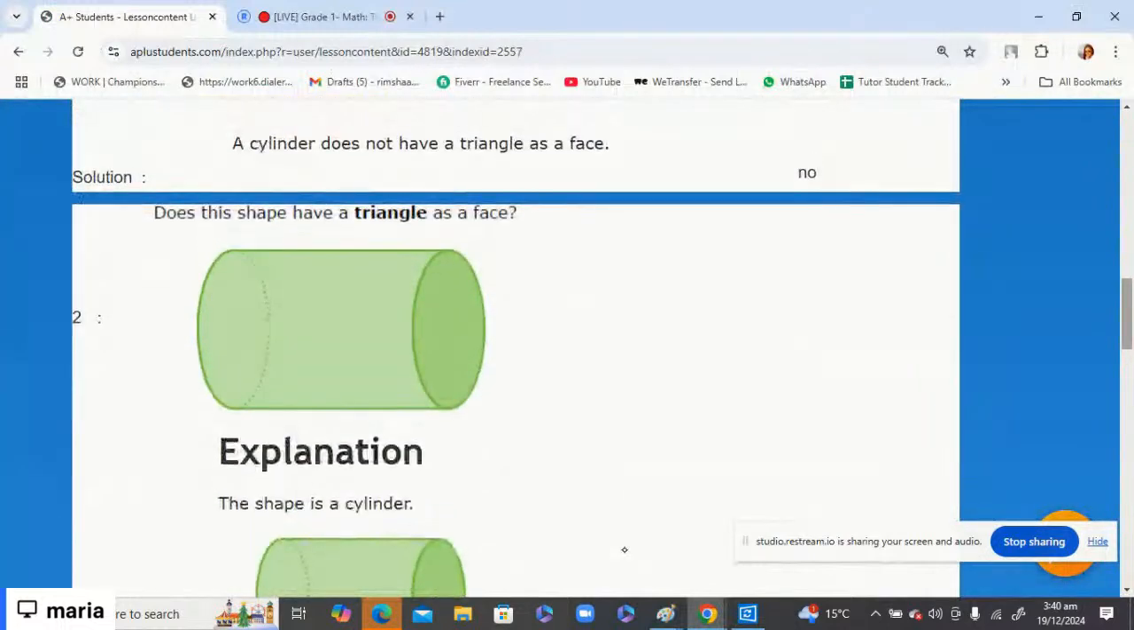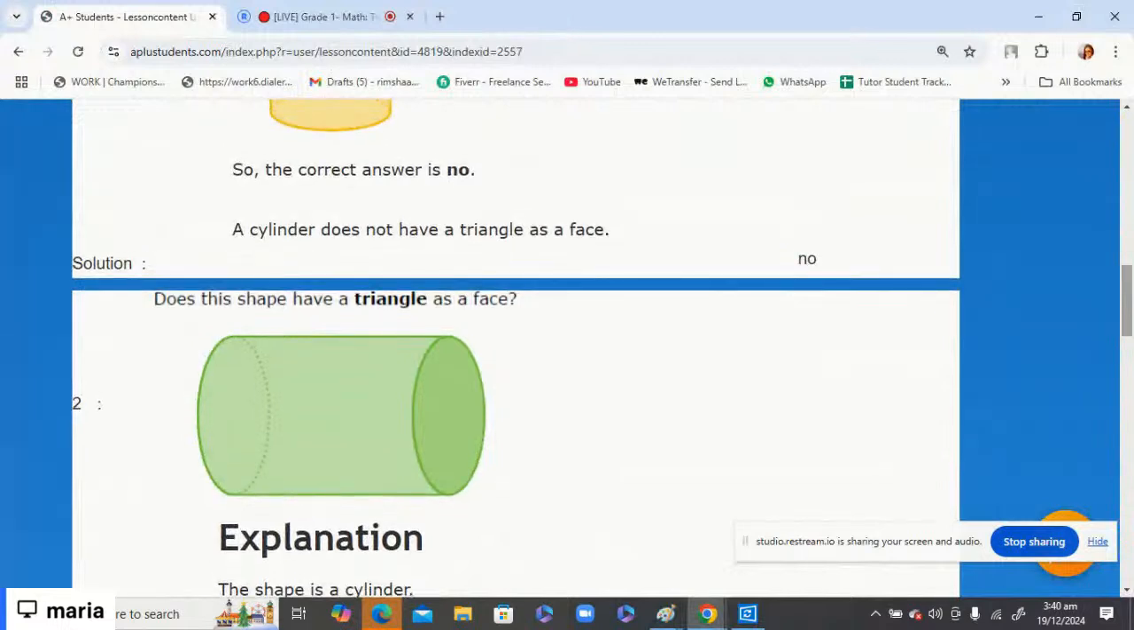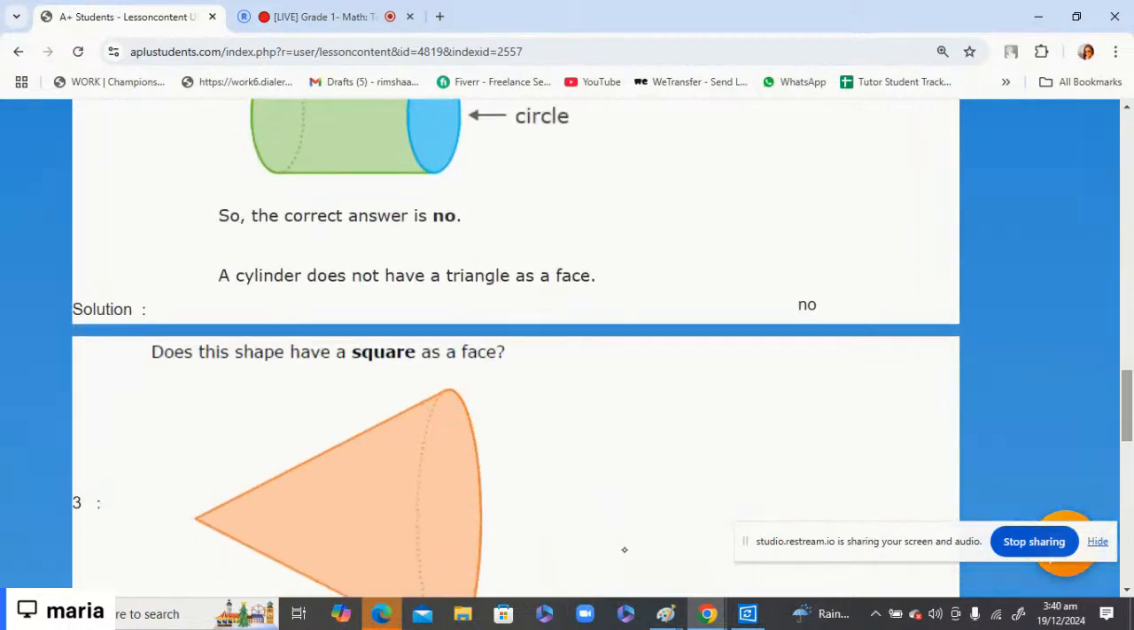Now, does this shape have a triangle as a face? You guys check it out and then tell me. Is there any triangle involved? Does this shape have a triangle as a face? No. Why? It's because there are circles. Okay.